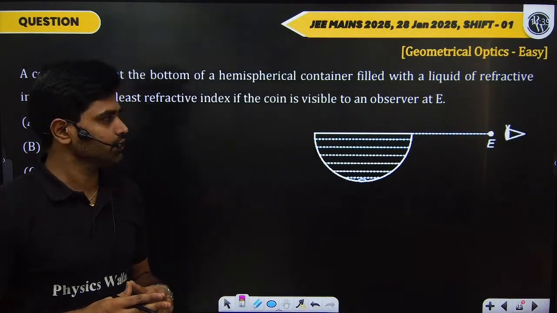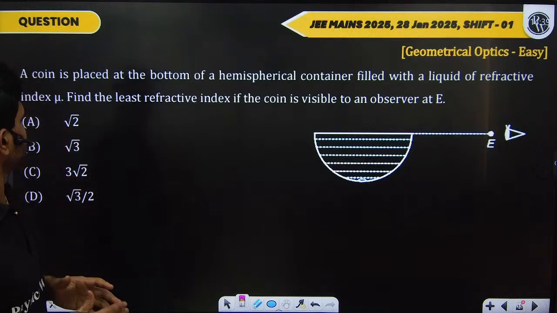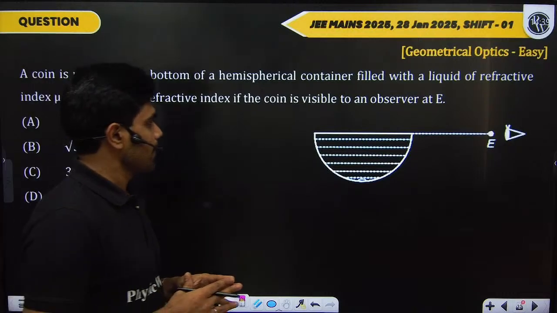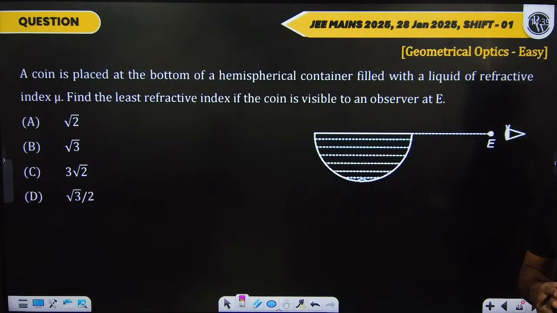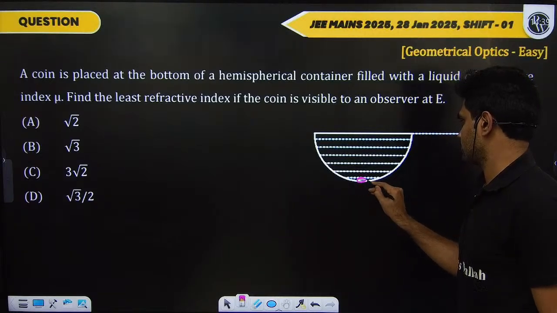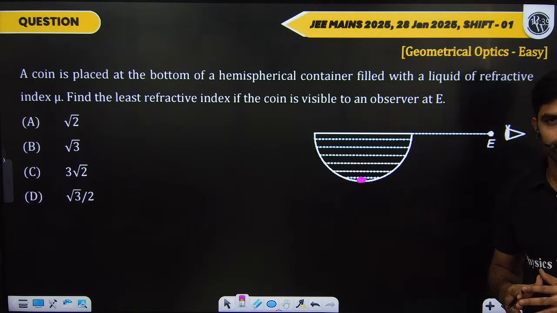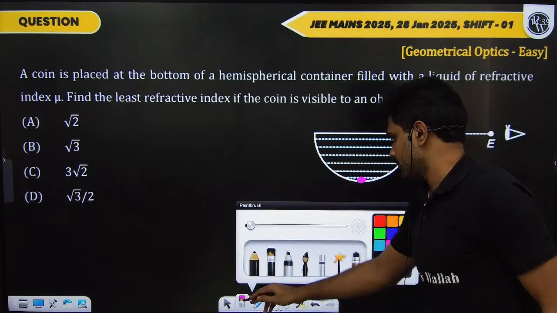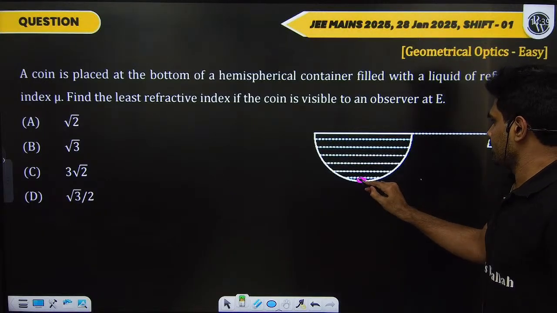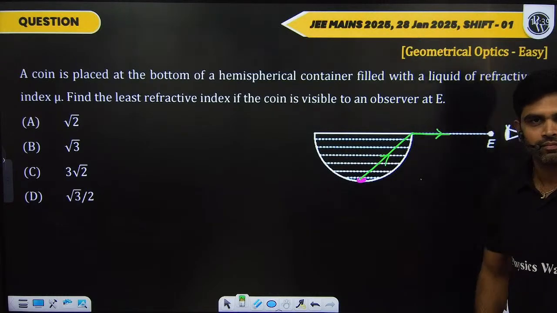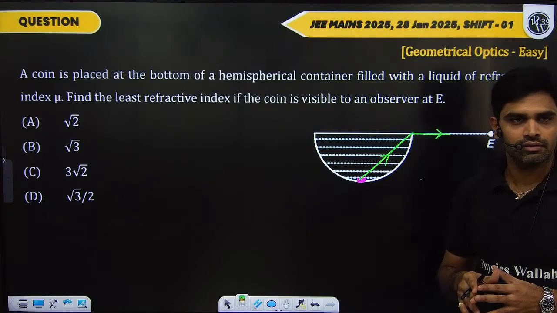Let us move to the next question. This is on ray optics. There is a liquid filled inside a hemispherical container. They are asking to find the least refractive index. The coin is to be placed here. This coin should be visible to the observer. How is it possible? If this edge ray will undergo this refraction, it is visible.